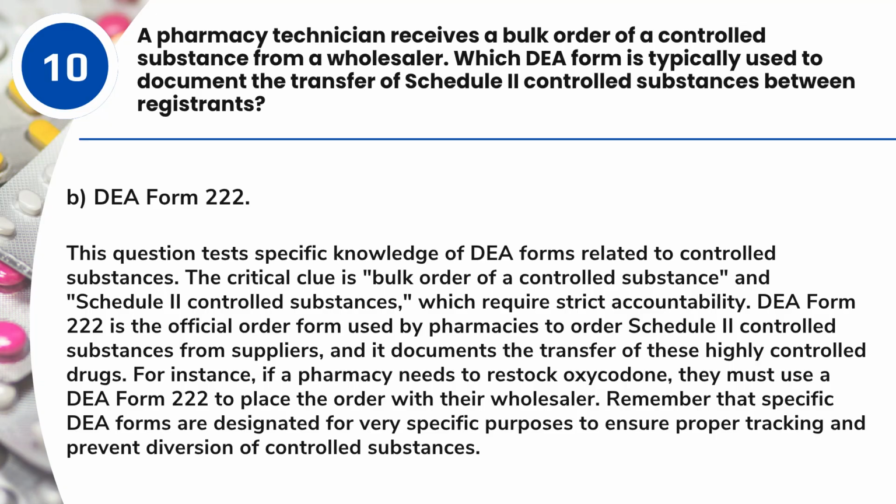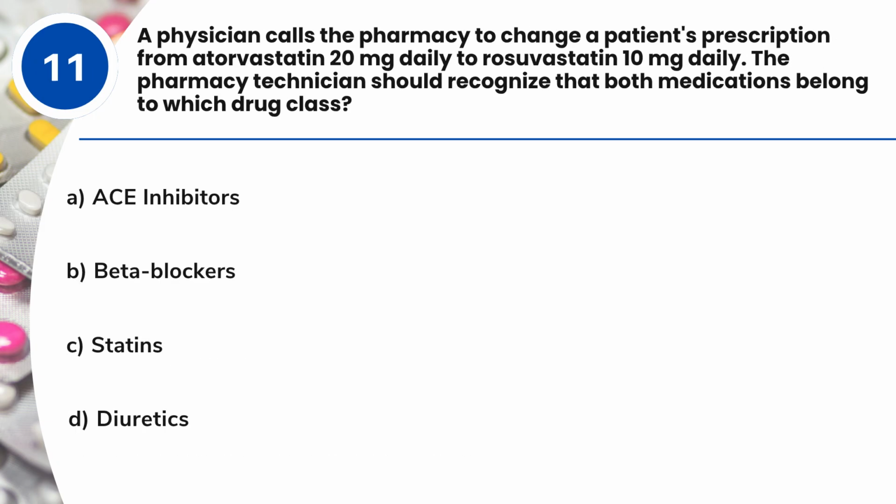For instance, if a pharmacy needs to restock oxycodone, they must use a DEA Form 222 to place the order with their wholesaler. Remember that specific DEA forms are designated for very specific purposes to ensure proper tracking and prevent diversion of controlled substances.